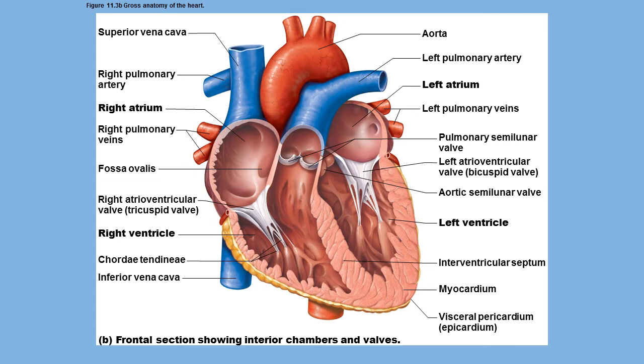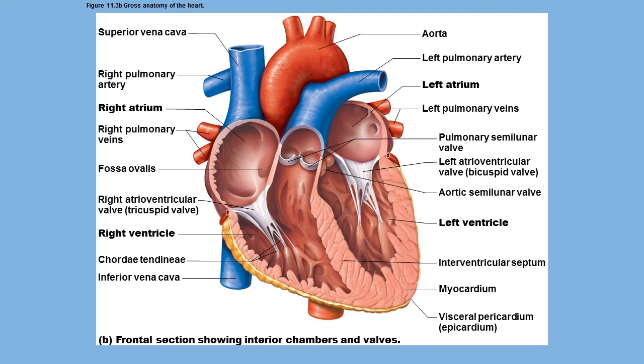So the chambers of the heart: the atriums are on the top, the ventricles are on the bottom. Those two vessels feed into the right atrium. From there, the blood is going to flow through the tricuspid valve. That is the valve between the right atrium and the right ventricle. It is also known as your AV valve, which stands for atrioventricular valve. So the blood flows from the right atrium to the right ventricle.